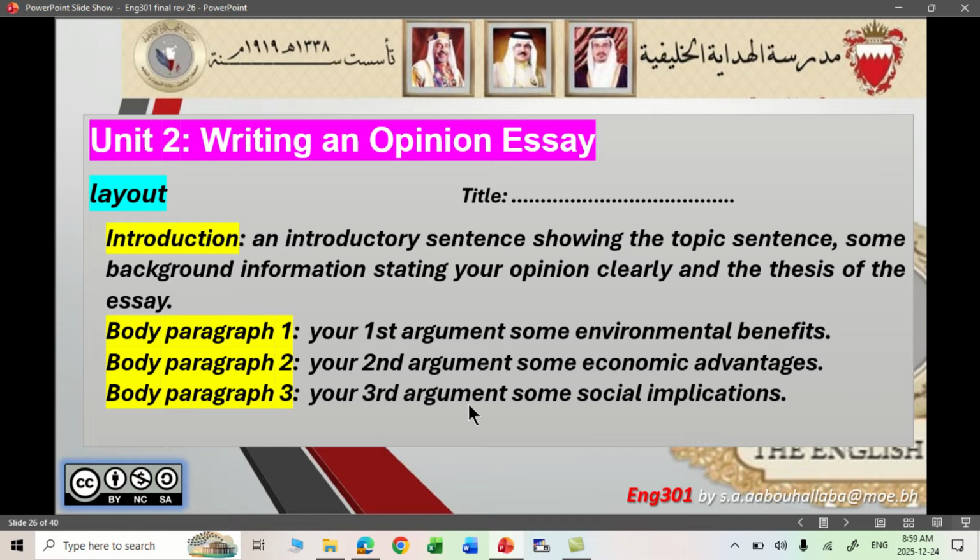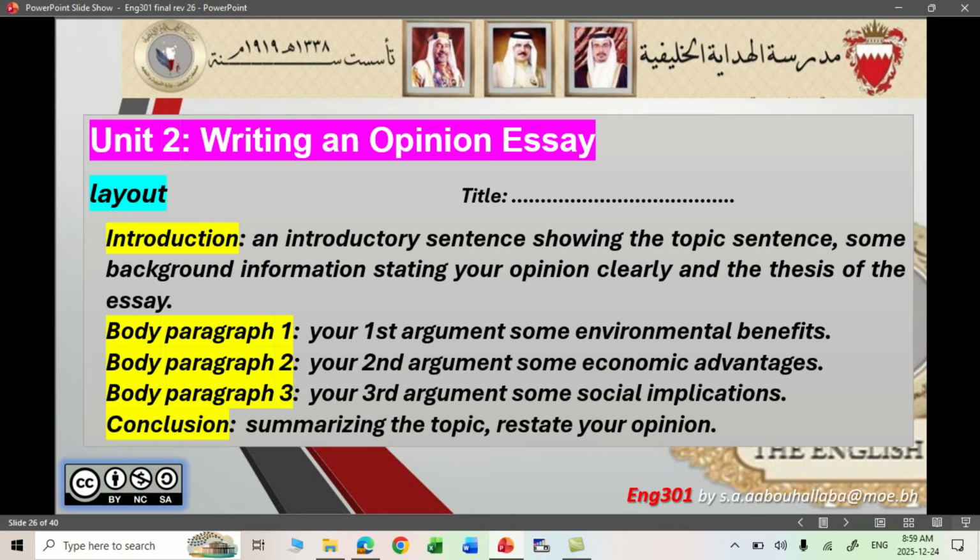And the third argument will be about some social implications. What are the benefits that the society might get from that topic you are giving your opinion about? So you have the introduction and then 3 body paragraphs, one about the environment, the economy, and the society. And here we come to the conclusion. That is the place where you are going to summarize the topic and restate your opinion. This is the last thing the reader will read. You need to be very impressive in that part to persuade the reader with your opinion.